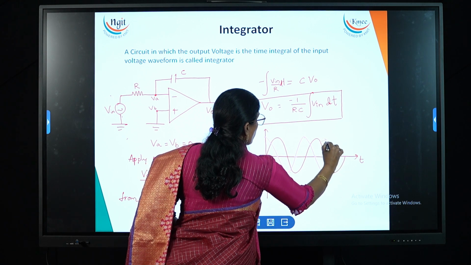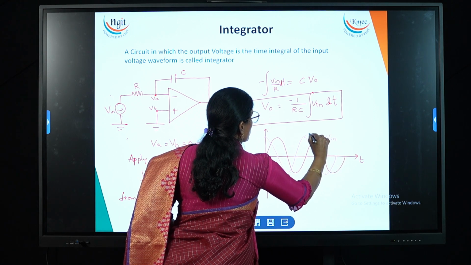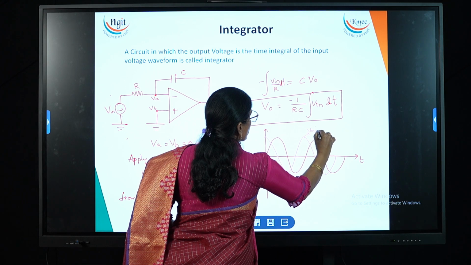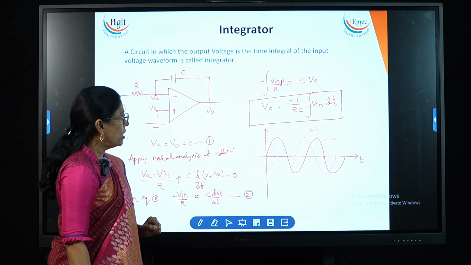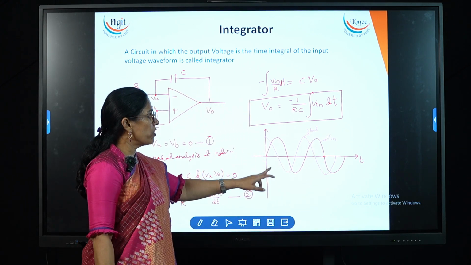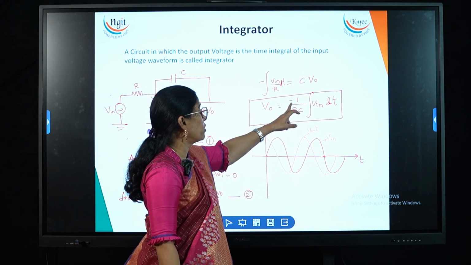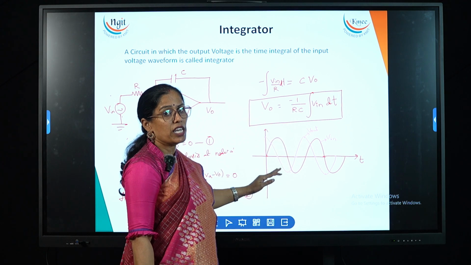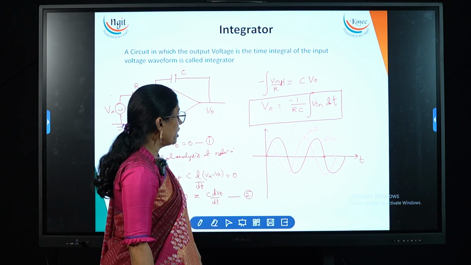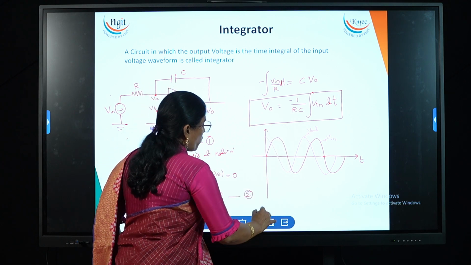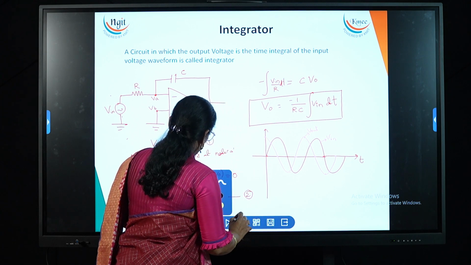Now this is V in and this is V out. So this is the waveform for the sine wave. When we apply the sine wave, we get the minus cos actually, but here we have one more minus, that's why we are getting the plus cos. Now similarly, if we apply the square waveform, then what do we get at the output?